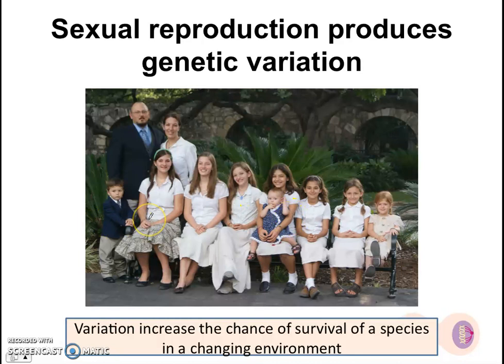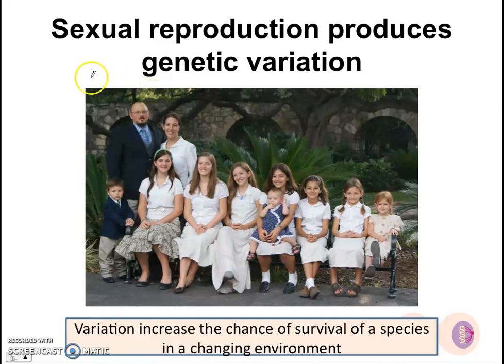If all my offspring are genetically identical, then a change in environment might cause all of them to die because they're all equally bad at coping with that new environment. But if I have genetic variation, then if the environment changes suddenly, some of my offspring may still survive, while others may die, and therefore my species is able to survive overall better.